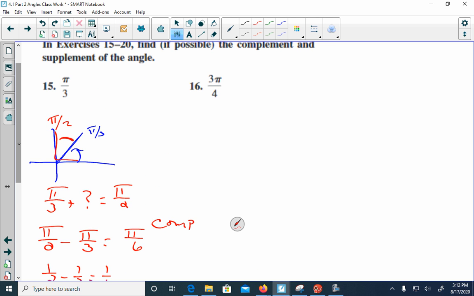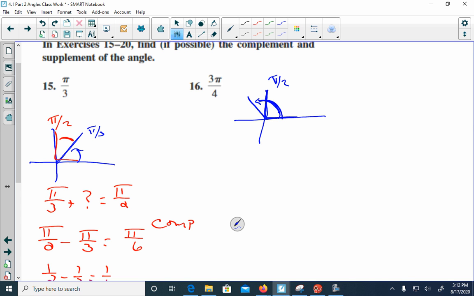Okay, number 16, I have 3 pi over 4. If I do my visual, it's going to give me a hint right off the bat that I'm going to have problems. So 3 pi over 4 is more than 1/2 pi. So 3 pi over 4 is this angle right here. Well, to find the complement, you want two positive angles that when I add them together, I'm going to get pi over 2. Well, seeing how this is more, that's not going to work.